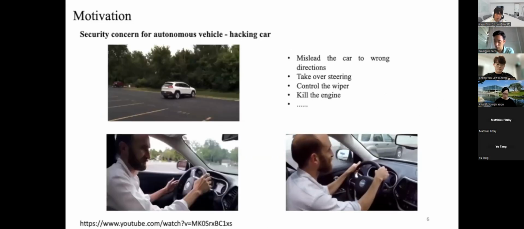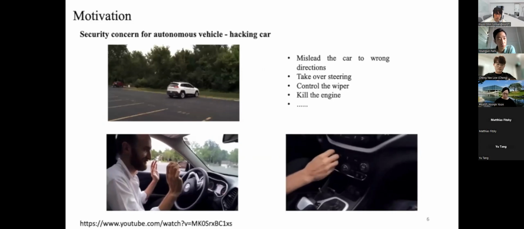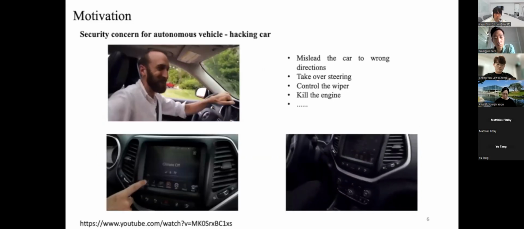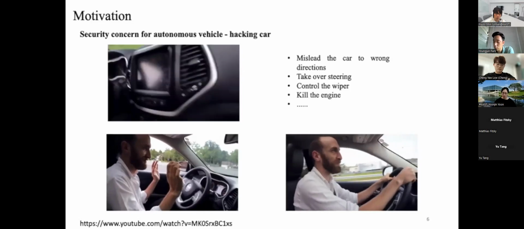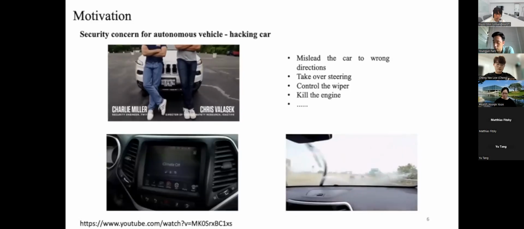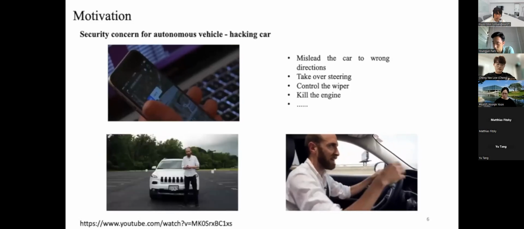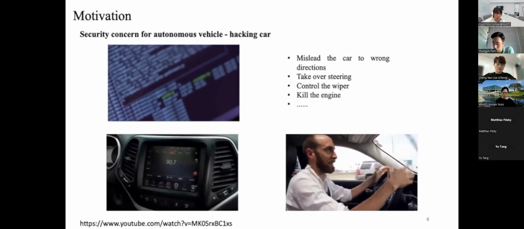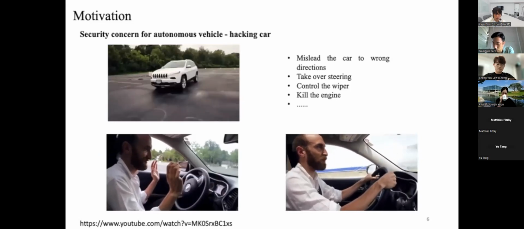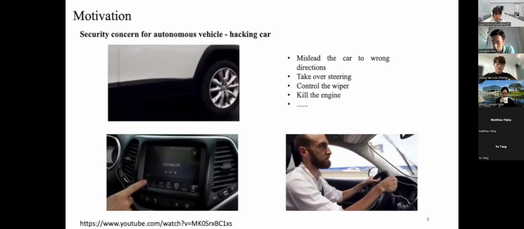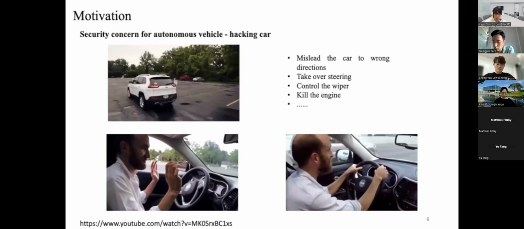However, the security of autonomous vehicles should always cause great concern. In 2015, two hackers successfully remotely controlled a Jeep with some software. They can mislead the car to wrong directions, take over steering, control the wiper, and even kill the engine when it runs on the highway.